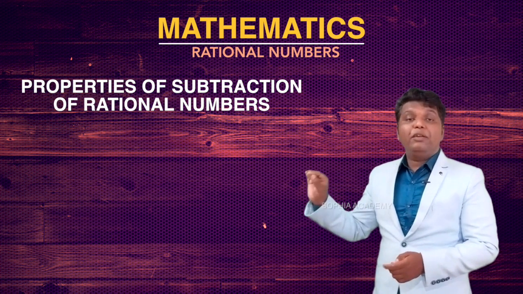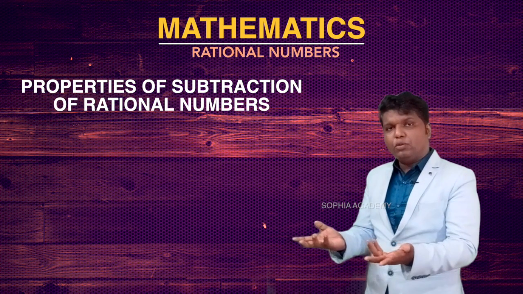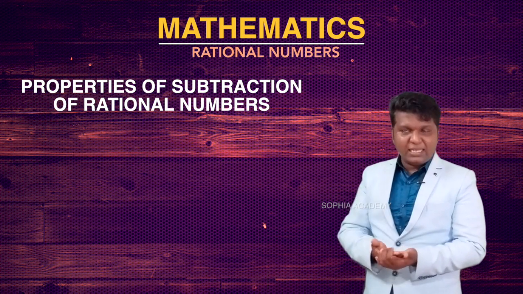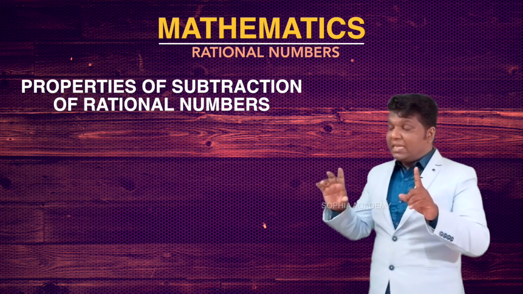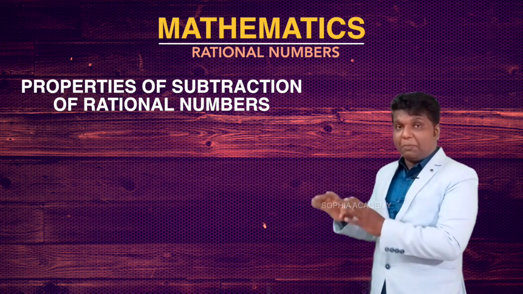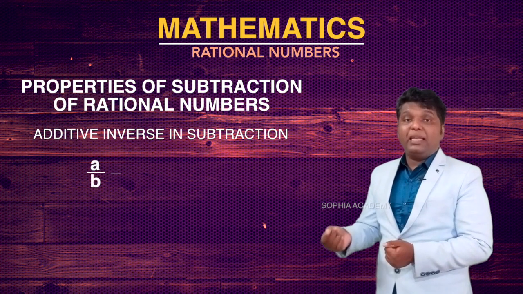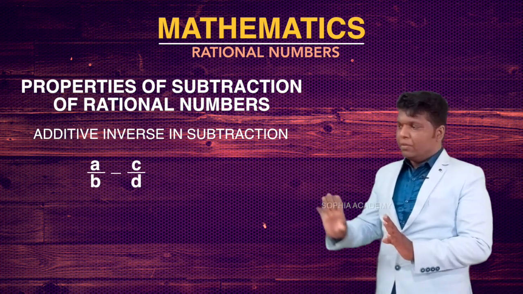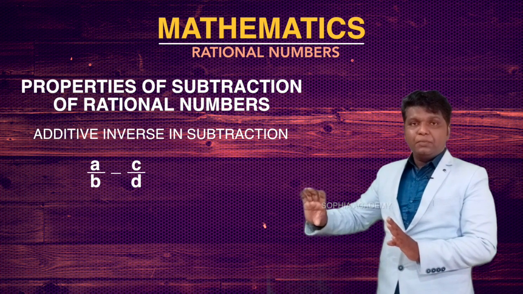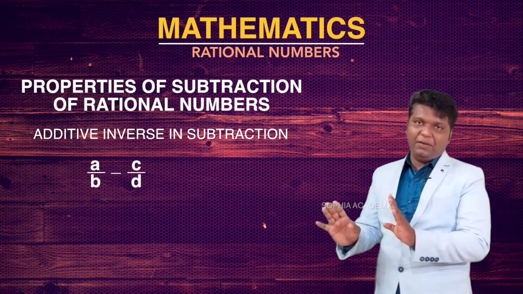There we were using a plus sign in between because it was addition. Here we have to use the minus sign, the negative sign. But actually, I told you this additive inverse we are going to apply in subtraction also. That is the easier way. For example, a by b minus c by d. So you have to subtract a by b and c by d. There are two different rational numbers given.